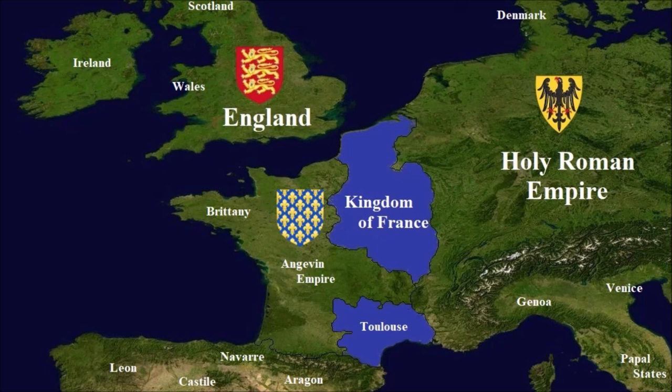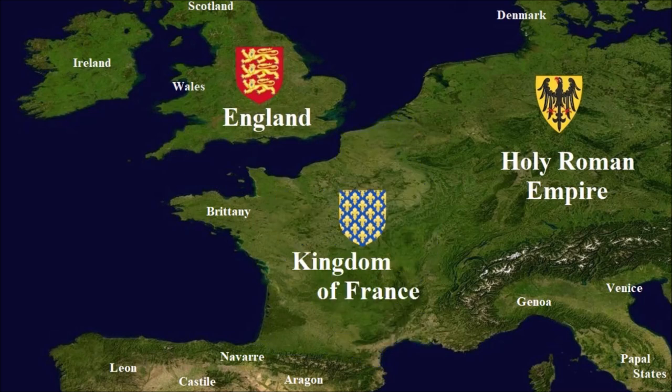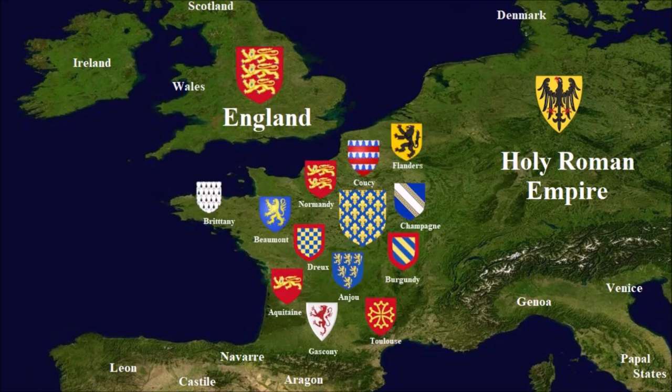Only a very small fraction of the lands in the French kingdom were under the direct control of the king, most notably the area around Paris called the Île-de-France. The rest of the kingdom of France was under the control of various vassals, dukes, counts, and nobles which the king had to work with to rule his kingdom.